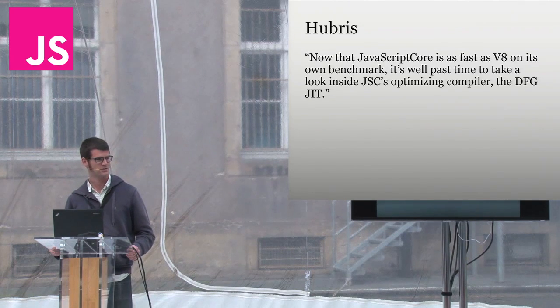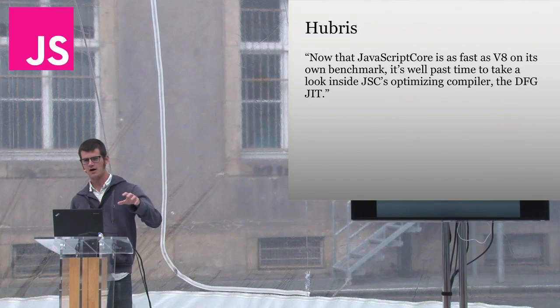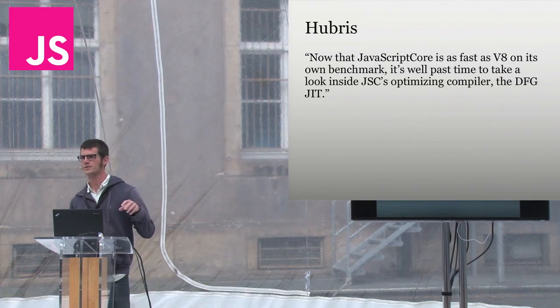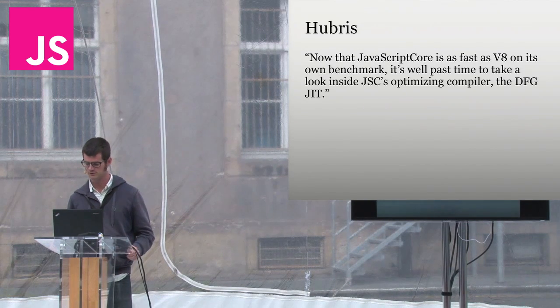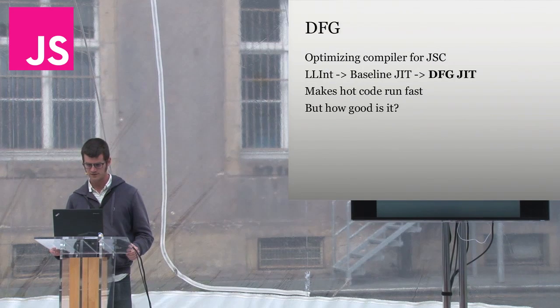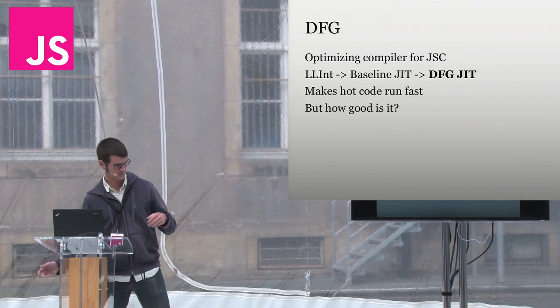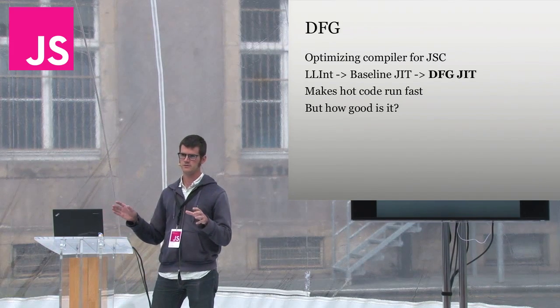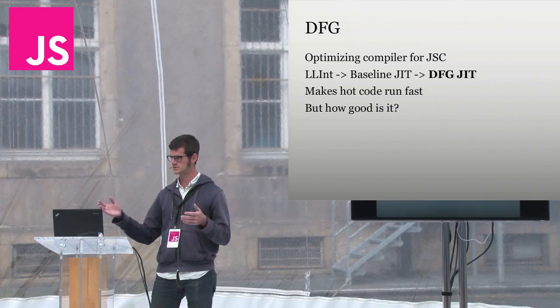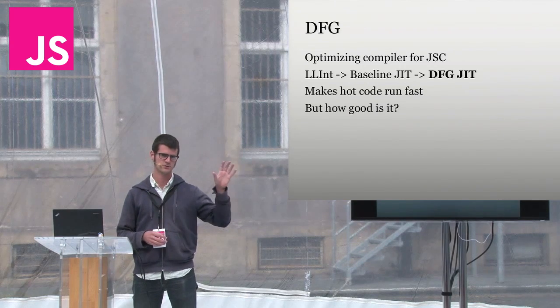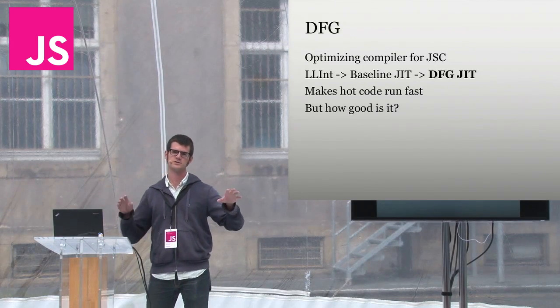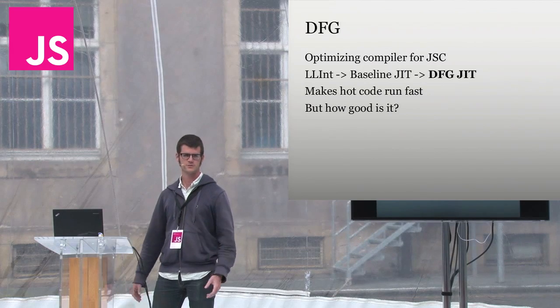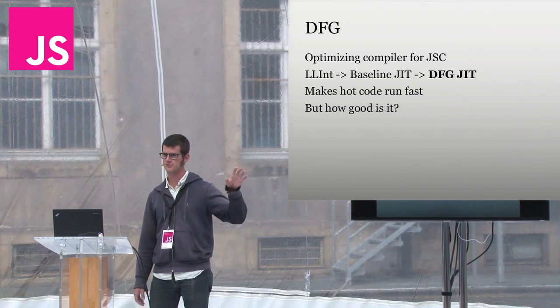yet. But let's take a look at the DFG, at the optimizing compiler of the JavaScript Core engine, and see what it is that it actually does. So as I mentioned, the DFG is JavaScript Core's optimizing compiler. The standard architecture of these JavaScript engines is you have something for dealing with cold code and something for dealing with hot code. And for JavaScript Core, we have the low-level interpreter for very cold code.